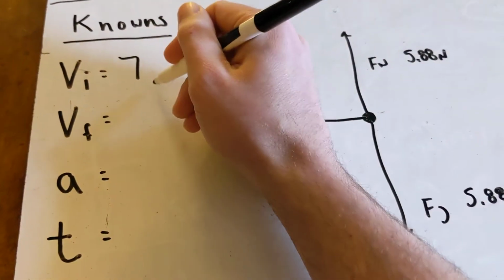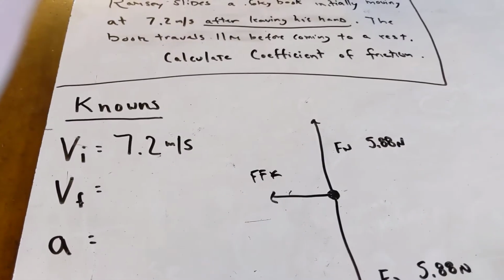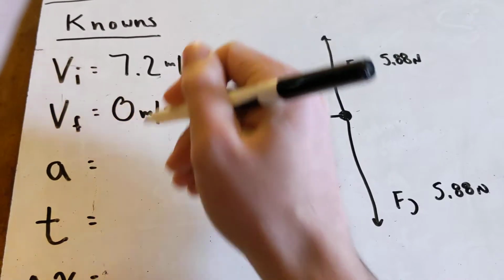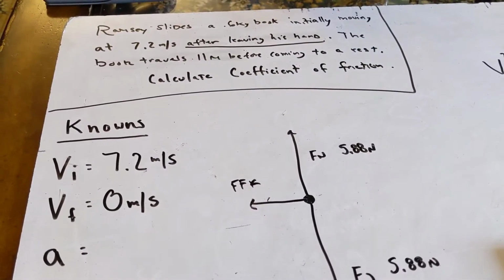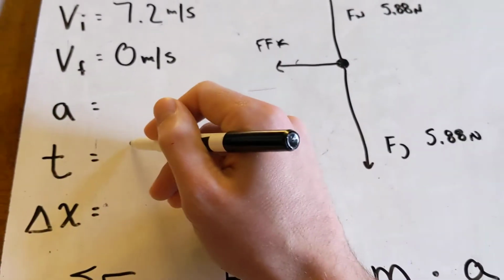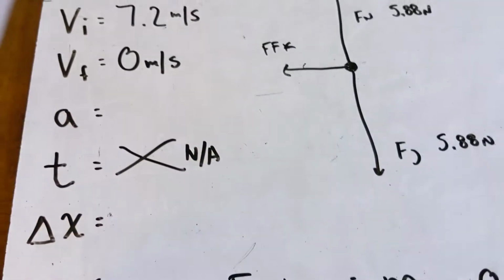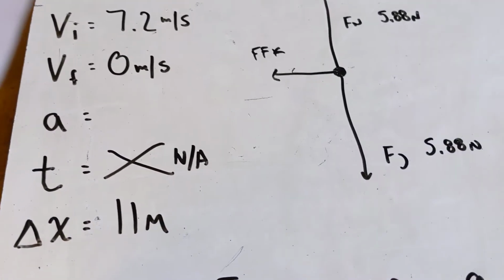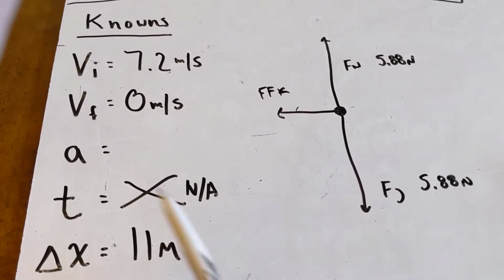It says it's initially moving at 7.2 meters per second. The book travels 11 meters before coming to a rest, so our V final is 0 meters per second. Acceleration is what we've got to solve for. It does not say the time, so this is not something that we know, and we can put NA, not applicable. It travels 11 meters, so that's our displacement. We've got to pick the kinematic equation that does not involve time and solves for A.